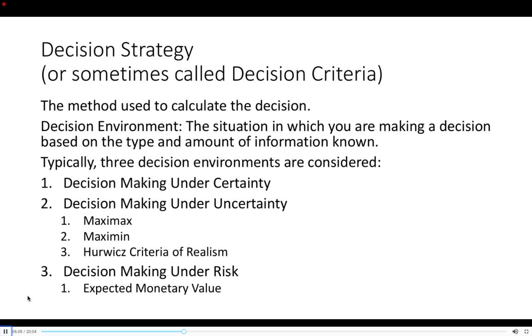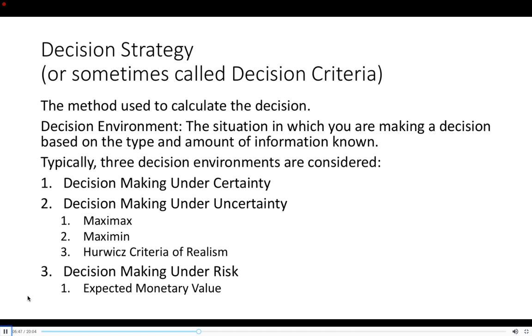All right, so the decision environment is the situation in which you're making a decision based on the type and amount of information known. So, decision making under certainty, right? Now, this almost never happens in real life. If you could be certain about all the possible outcomes, then the decision should be obvious. So that's not really of interest to us in this class. It's like, yeah, that's the best choice. It's guaranteed. Make that choice, right? Okay. Where it gets more interesting is more real life situations where I can't be completely sure what the right decision is. So that's decision making under uncertainty.